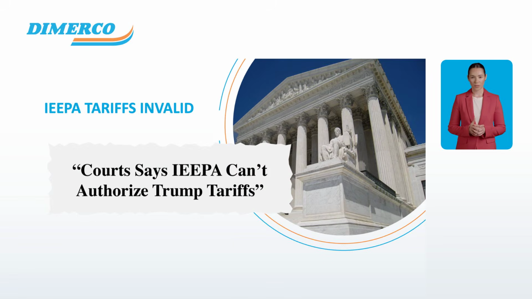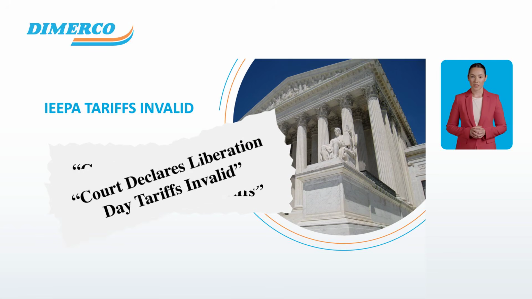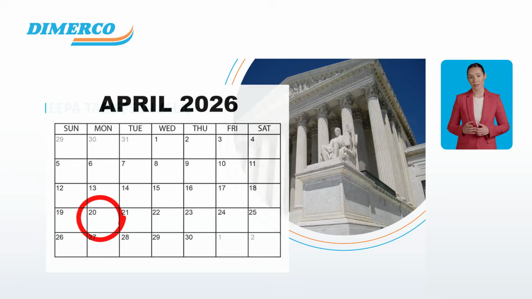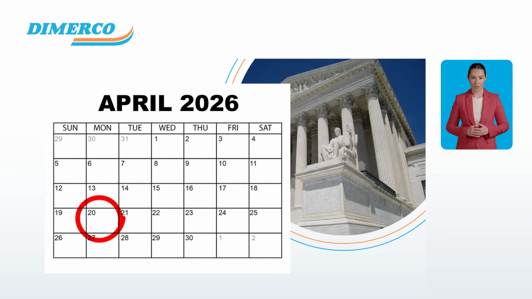Since the Supreme Court ruled in February 2026 that the tariffs collected under the International Emergency Economic Powers Act were invalid, importers have wondered how and when they could recover the duties unlawfully collected under the Act. Well, that time has come. U.S. Customs and Border Protection, or CBP, have confirmed that, beginning April 20th, importers can file for refunds.